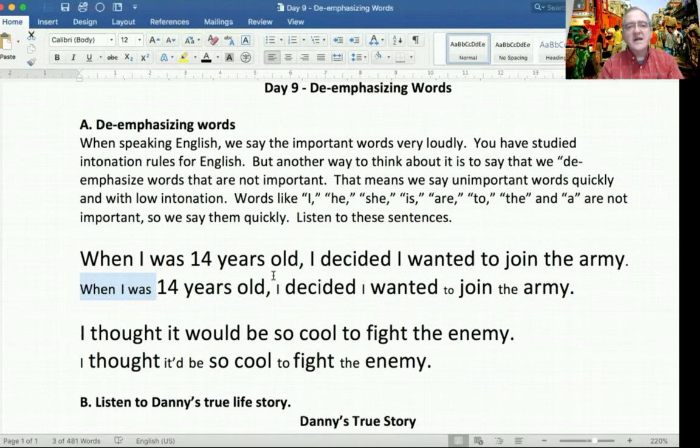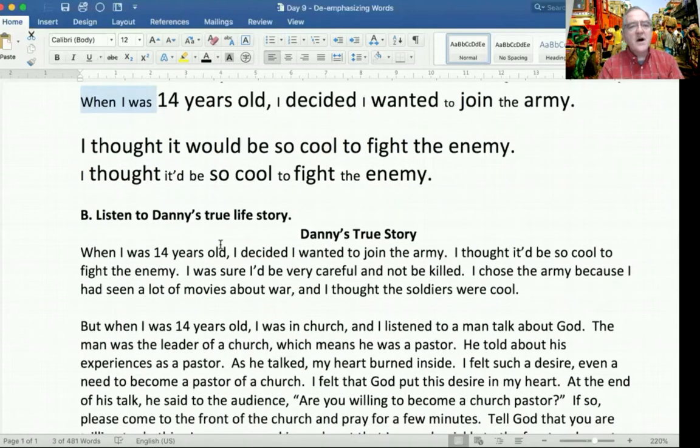Now I'll say it fast. When I was 14 years old, I decided I wanted to join the Army. Can you hear that? I thought it would be so cool to fight the enemy. Okay, here it is. I thought it'd be so cool to fight the enemy. Now notice the word I, it'd be, to, and the is very low. Okay, it's really like that.